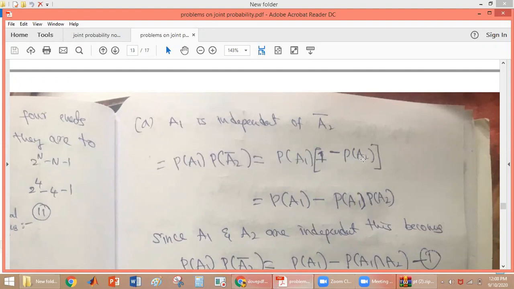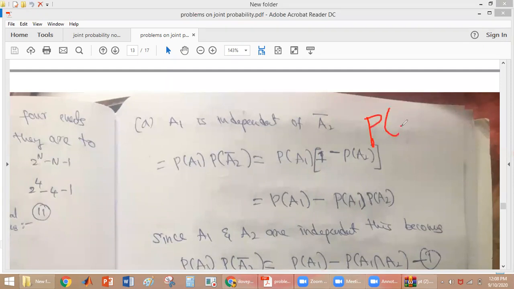Because you know that probability of A2 plus probability of A2 complement is equal to 1. This is one of the important properties in set theory, yes or no? This we have discussed in the class and we also proved this. So from this, probability of A2 complement will be equal to 1 minus probability of A2.